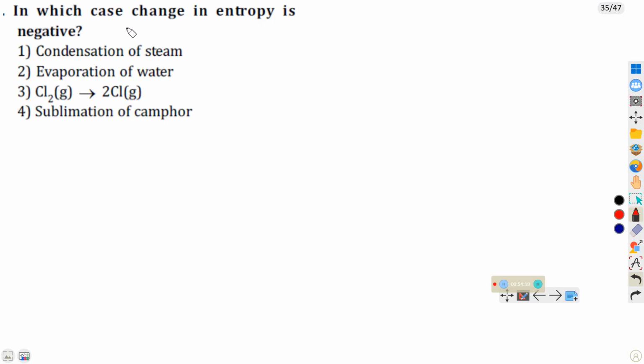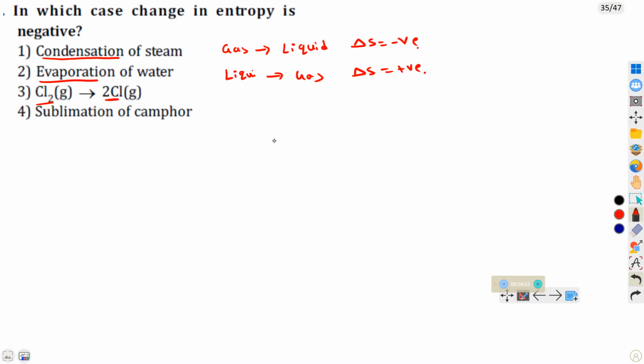In which case is the change in entropy negative? Condensation of steam: condensation means gas converted to liquid. Delta S value decreases, negative. Evaporation process, liquid converted to gas: delta S value is positive. Cl2 molecule converted to 2Cl: the number of moles of gaseous products increases.